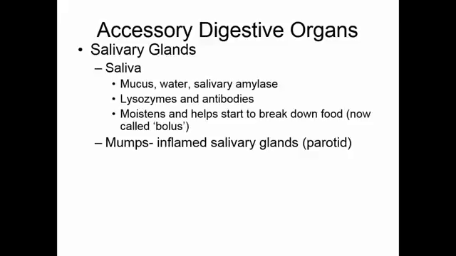Mumps is a viral infection that infects the salivary glands, particularly the parotid salivary glands. Mumps is typically a childhood disease. Most people are vaccinated with the MMR to protect them from mumps. Mumps in children usually does not cause a major problem. However, mumps in an adolescent male or an adult male can cause sterility.